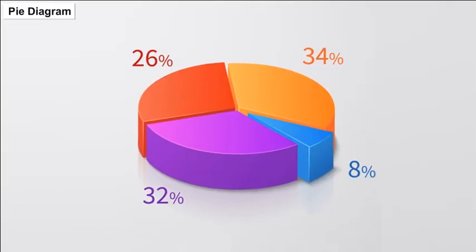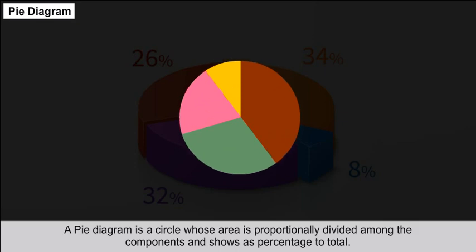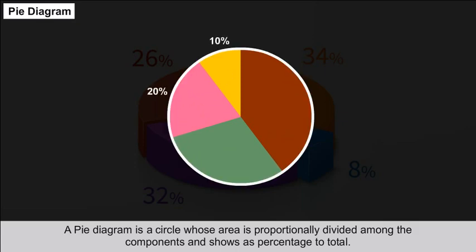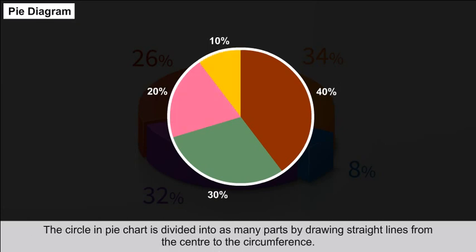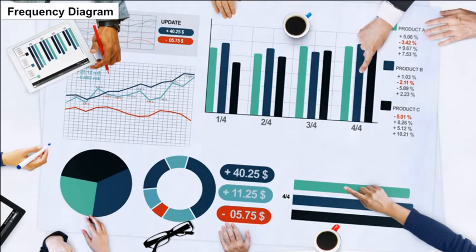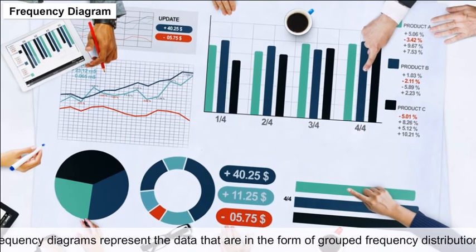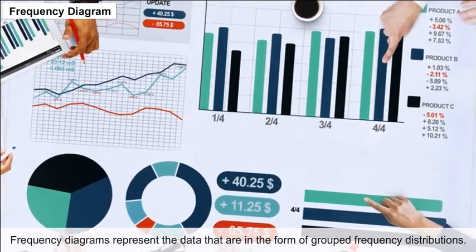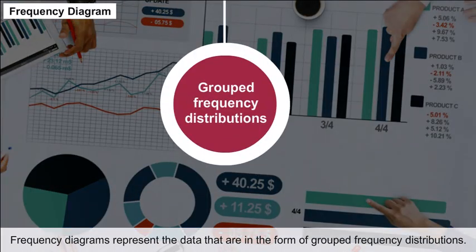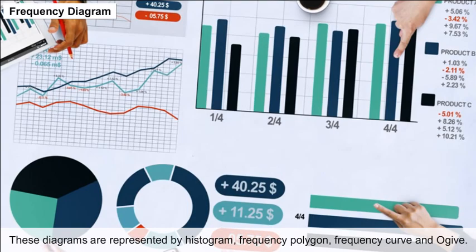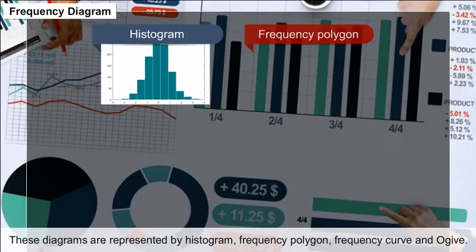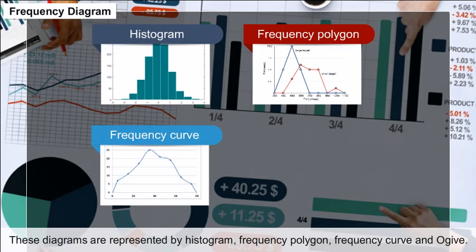Pie diagram. A pie diagram is a circle whose area is proportionally divided among the components and shows percentage to total. The circle in a pie chart is divided into as many parts by drawing straight lines from the center to the circumference. Frequency diagram. Frequency diagrams represent the data that are in the form of grouped frequency distributions. These diagrams are represented by histogram, frequency polygon, frequency curve, and ogive.